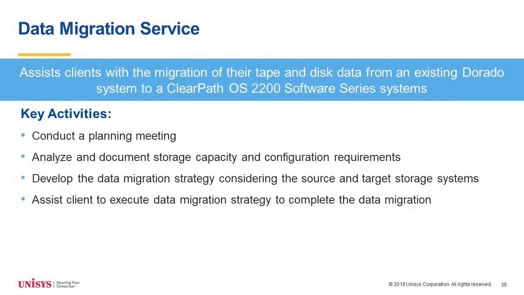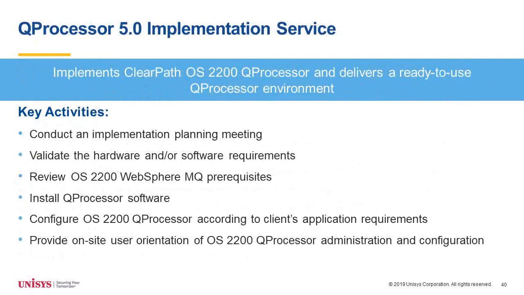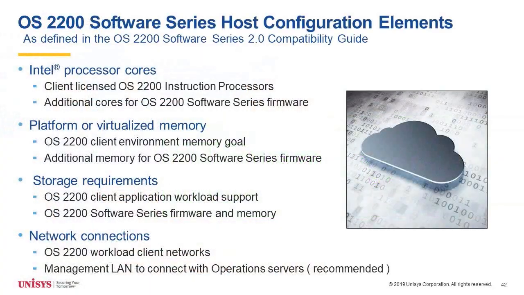So I will move on here and talk about some final topics, specific elements that are needed in order to implement the software series. Okay, thanks again, Forrest. All right, when you start looking at the elements of setting up a bare metal host or a virtualized environment under VMware, there are a number of specific items that need to be accounted for the OS 2200 software.